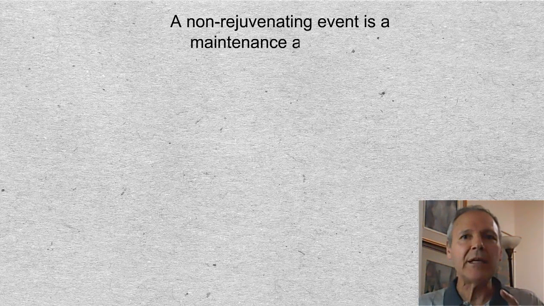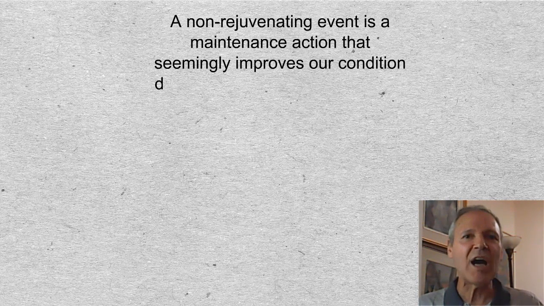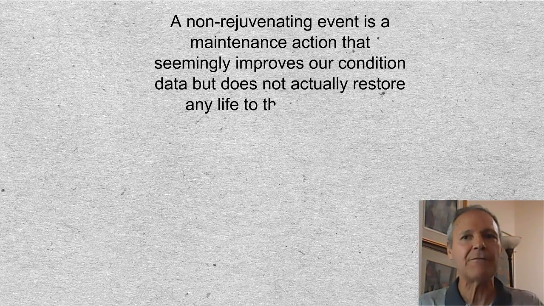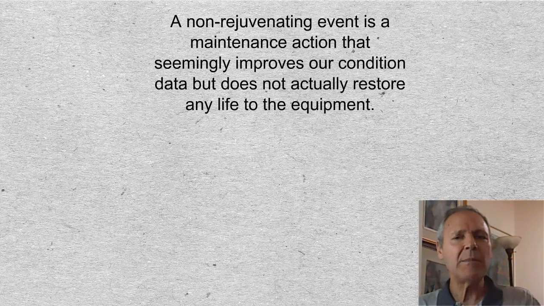The first is an explanation of the term non-rejuvenating event I mentioned earlier as the third type of age data. A non-rejuvenating event is a maintenance action that seemingly improves our condition data but does not actually restore any life to the equipment. Let me show you what I mean.